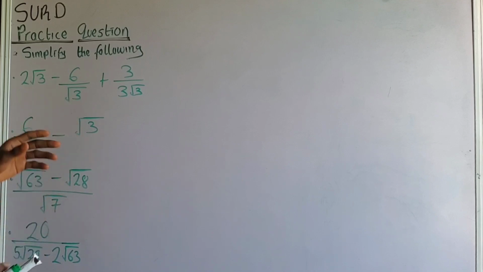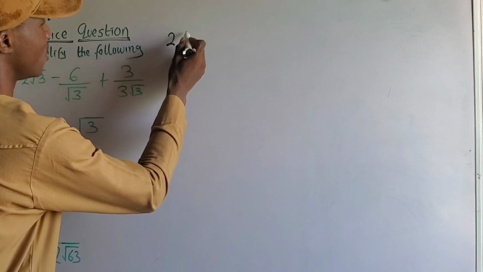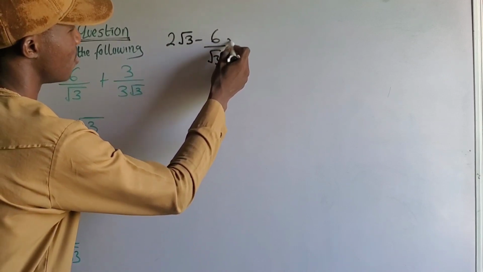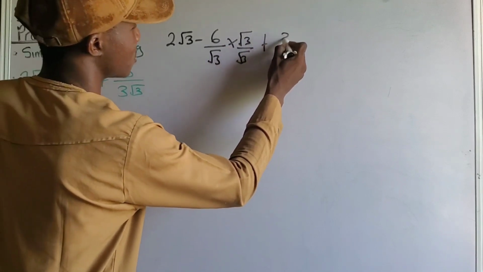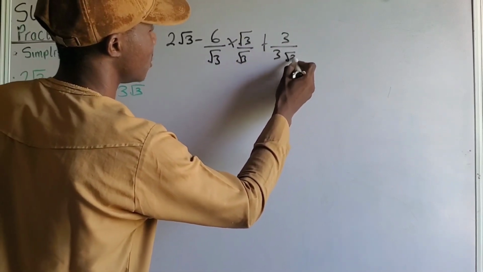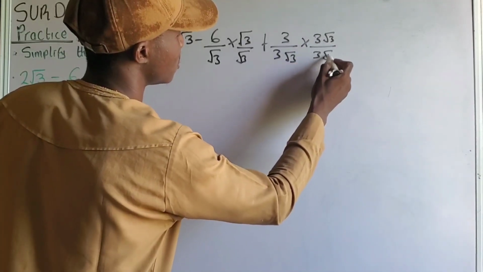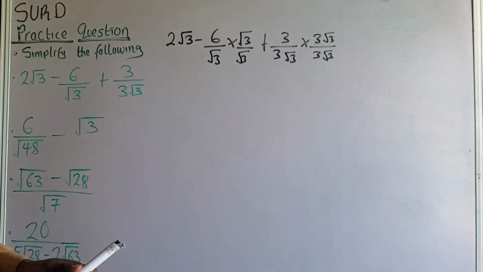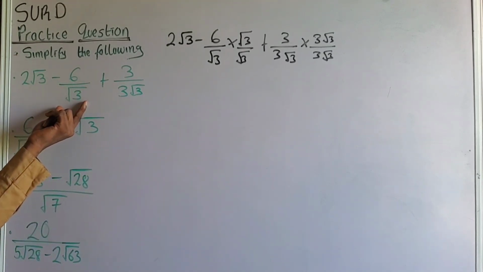Okay, so let's go. For this, I'm going to have 2 root 3 minus 6 over root 3 multiplied by root 3 all over root 3, plus 3 over 3 root 3 multiplied by 3 root 3 all over 3 root 3. Do you know what I did? I just multiplied both the numerator and the denominator by what I have at the denominator. Are you getting what I'm trying to say?